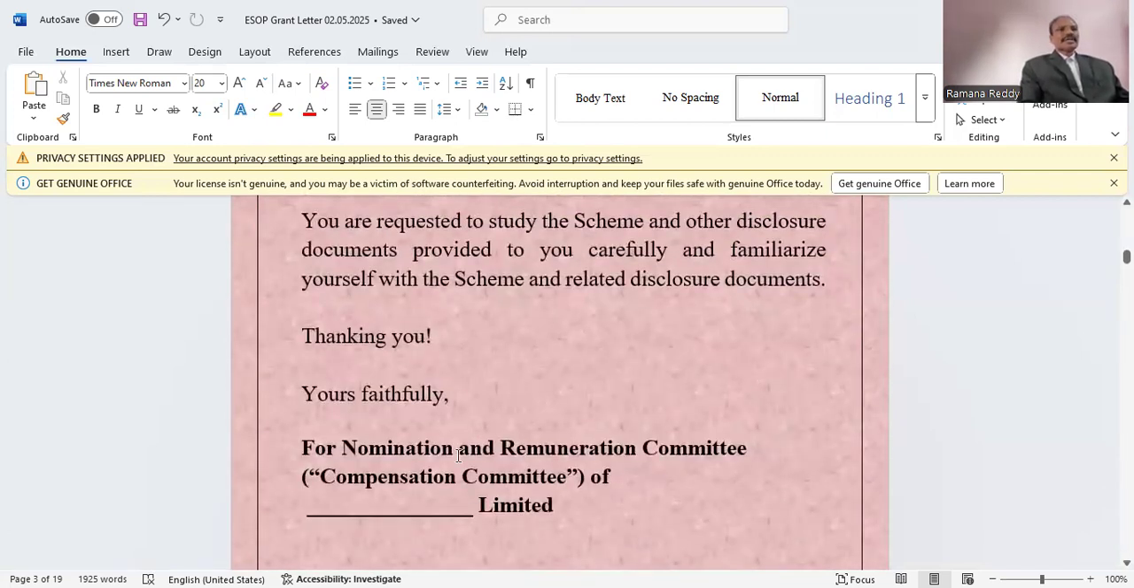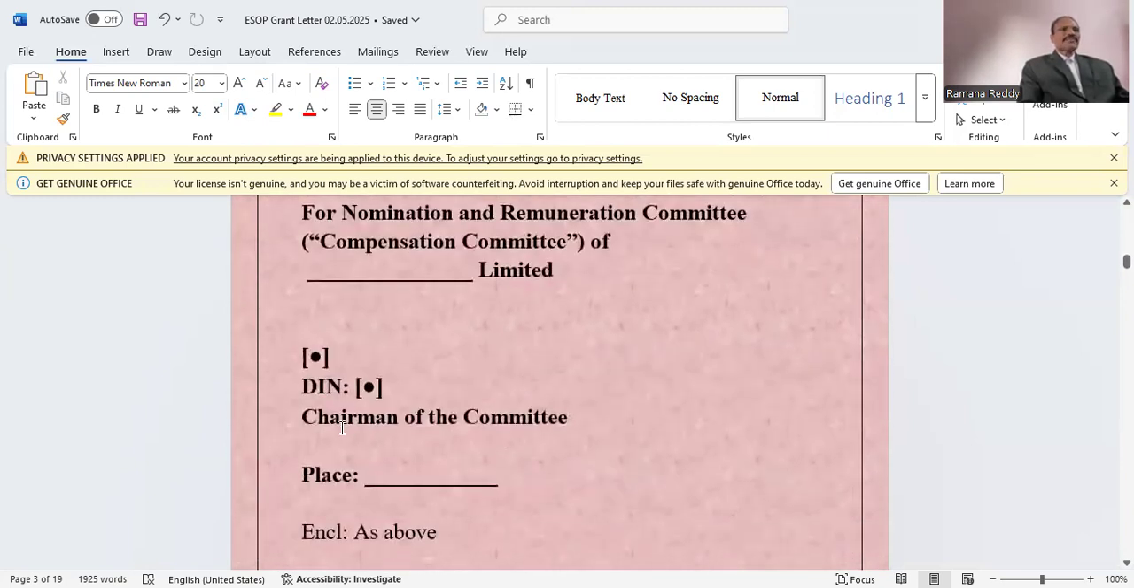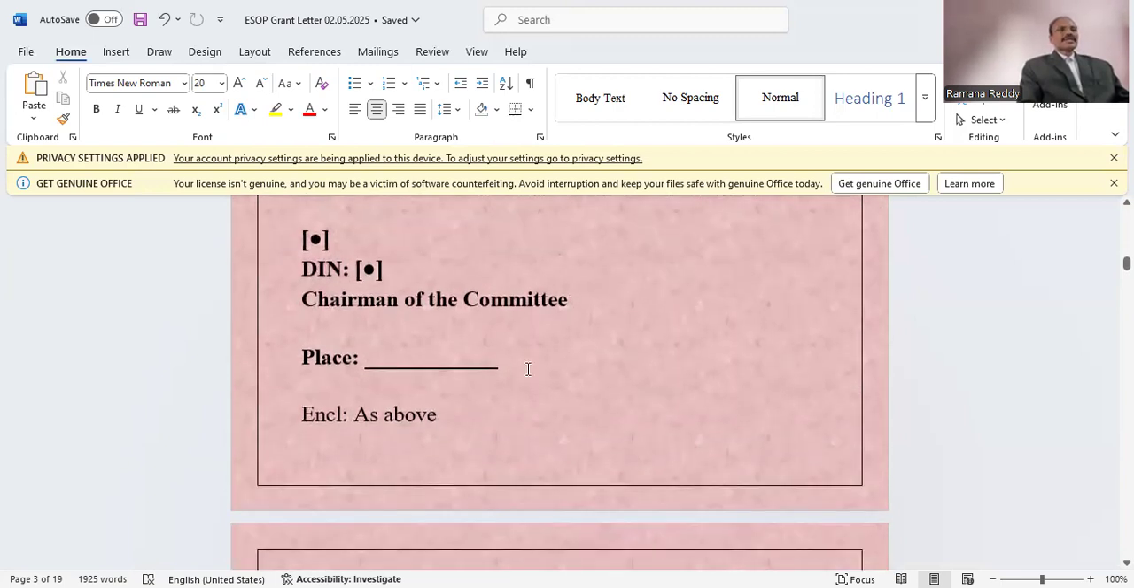This is signed by any one of the directors or the chairman of the nomination and remuneration committee, also called the compensation committee. And here is so-and-so company, so you write your company name, and the chairman will sign. The chairman's name, his DIN number, and the place where he is signing, and the date are filled in.